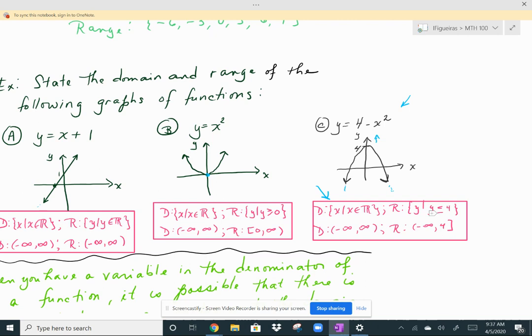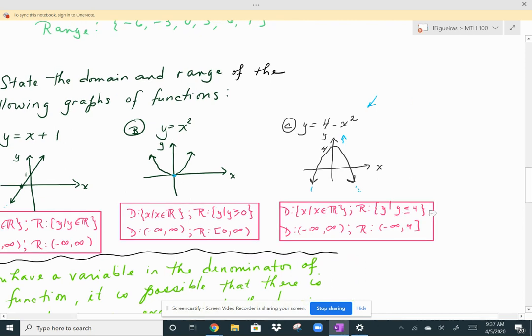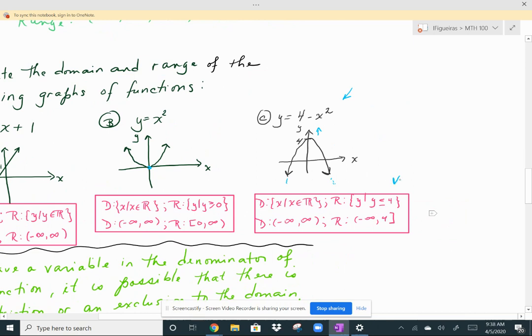The way you state that is y is less than or equal to 4, or it's the interval from negative infinity to 4, and you close the bracket. Remember, with interval notation, you always write your interval from smallest to largest. So that's why negative infinity goes first, and then the 4 goes second, and the square bracket means to include the 4.